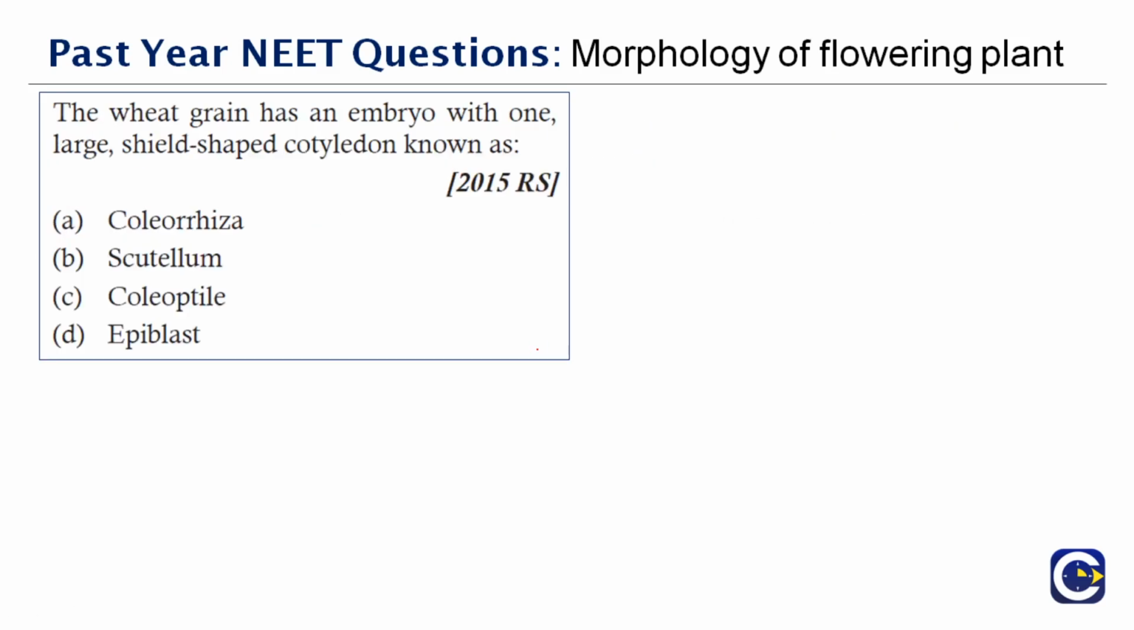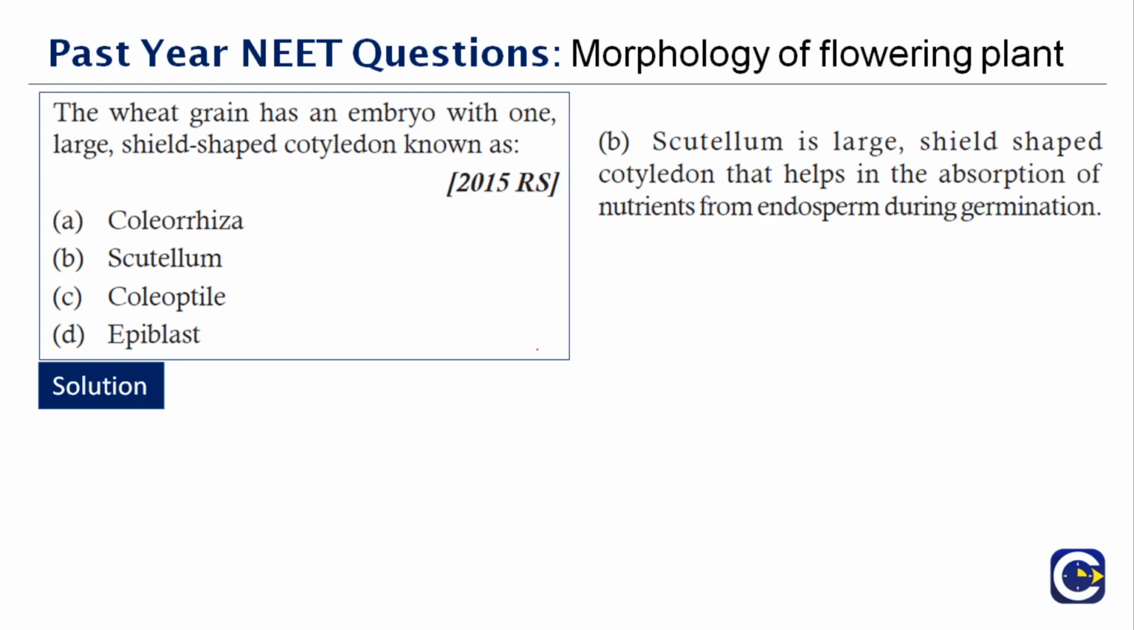Next question here. The wheat grain has an embryo with one large shield-shaped cotyledon known as dash. Okay, so now coming back to the options here. So this question was asked in the year 2015. Even if you look at this question, it's a repeated one. We already discussed this cotyledon, where we saw a lot of options like coleoptile, coleorhiza, scutellum, and so on. So you should know what the answer is by now. Scutellum is a large shield-shaped cotyledon that helps in the absorption of nutrients from the endosperm during germination. Therefore, the right answer to this question is option B, scutellum.